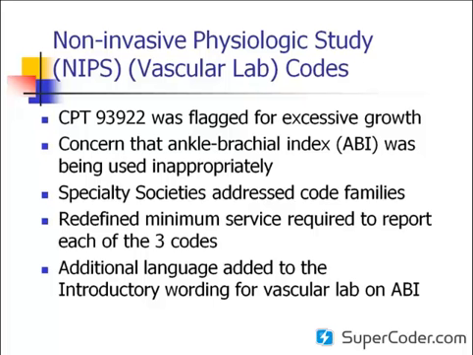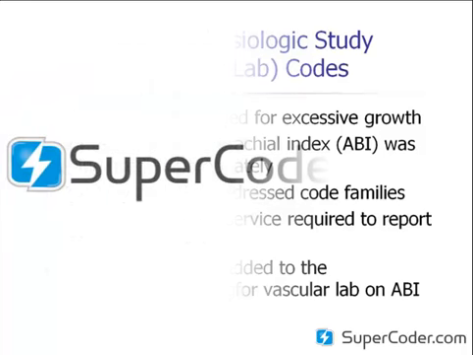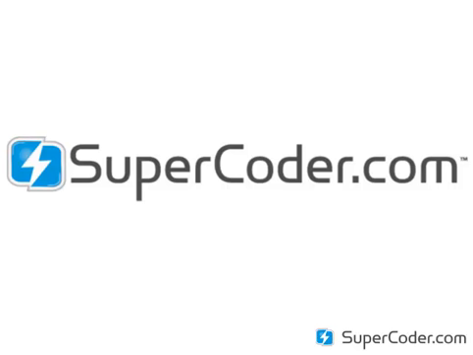What they were finding is that just the determination of the ABI itself was being performed, and these codes were being assigned, and that wasn't the intention of these codes to begin with. If you were just doing an ABI measurement, that should have been added into your E&M code and not a special CPT code for a diagnostic study. So they went to the AMA and CMS went to the specialist societies, primarily the ACR, American.